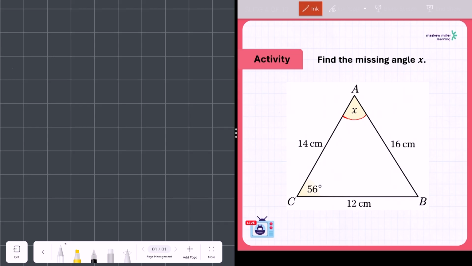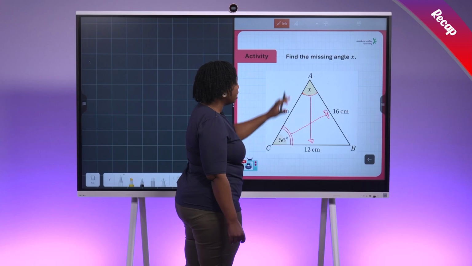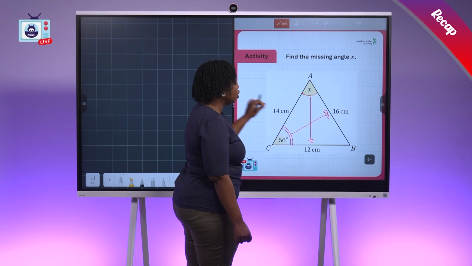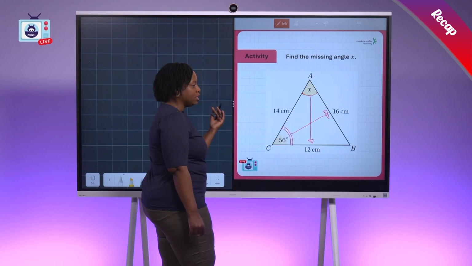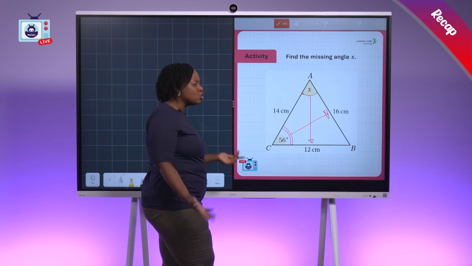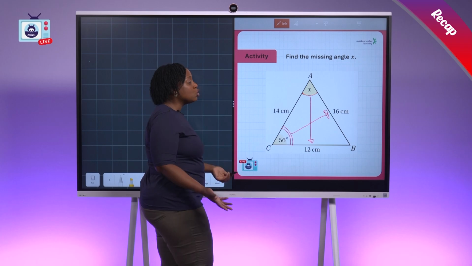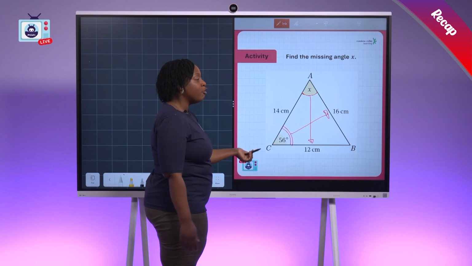So this angle that we are given, which is angle 56, it's opposite to our side AB, which is given to be 16. The one that we are looking for, our angle A, it's opposite the side BC, which is given to be 12. So these are the only 2 sides we are going to focus on and their angles. We're not going to focus on the B and the 14, simply because we are not asked to find B. But if we were asked to find the angle B, we will focus on that.